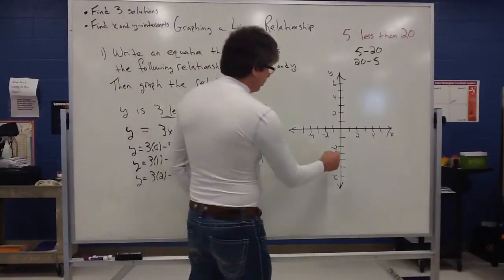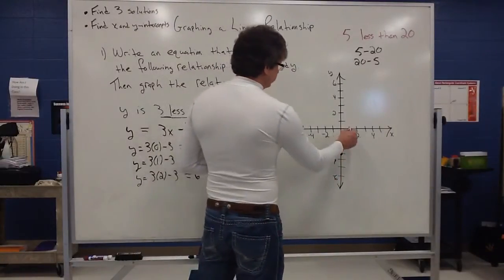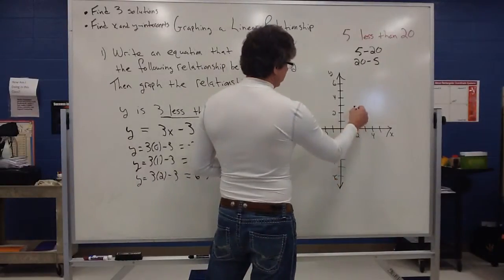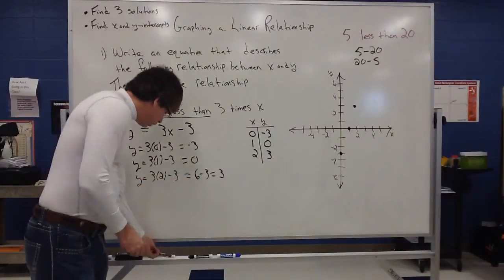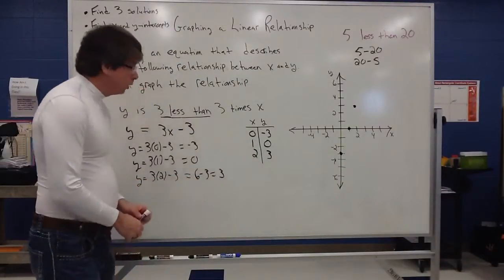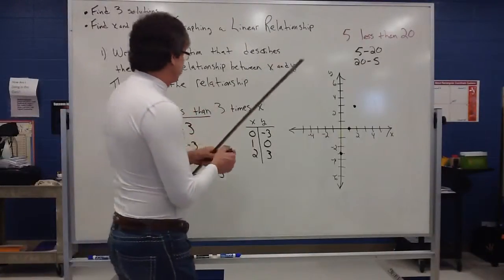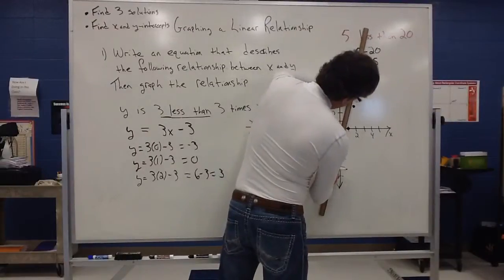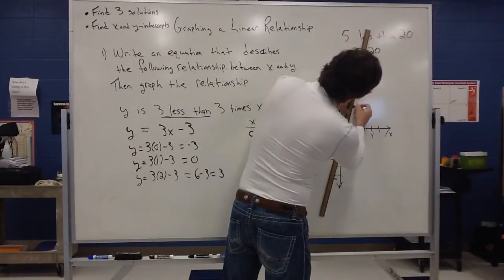So 0, negative 3. 1, 0. And 2, 3. So that would be my relationship. From there, don't forget to draw your line. Once you plot those points, that's not your final answer. The relationship is actually the line itself. So I have to line these 3 points up, and I'm going to try to draw a line through those 3 points.